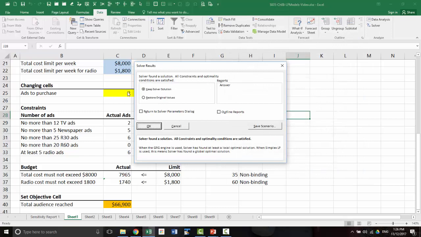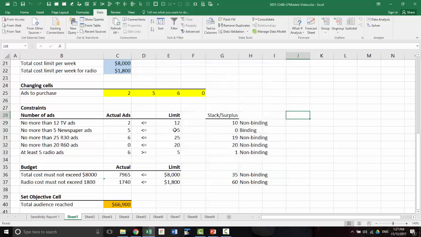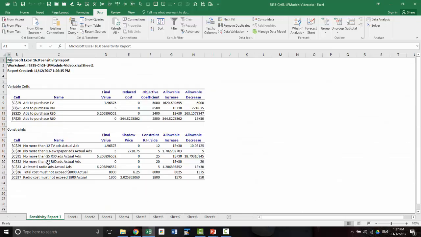Now see, when you solve with the integer constraint, you will get only the answer report. You will not get the sensitivity report. So you have to be careful when you interpret the sensitivity report. We are actually interpreting it for the non-integer linear programming case. So here are the allowable increase and decrease, and here are the shadow prices.